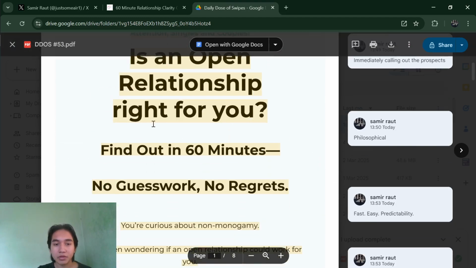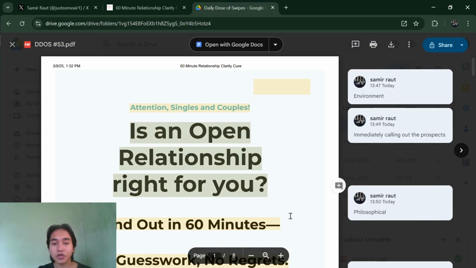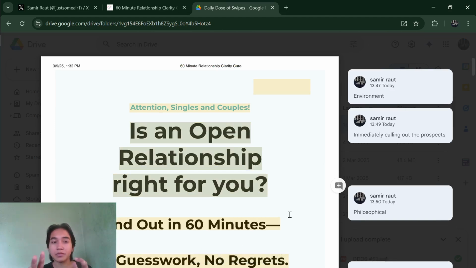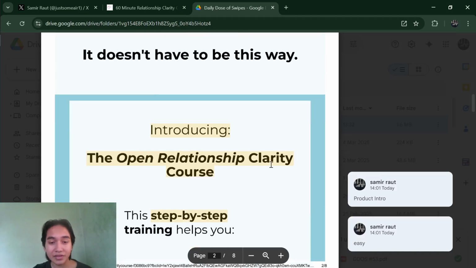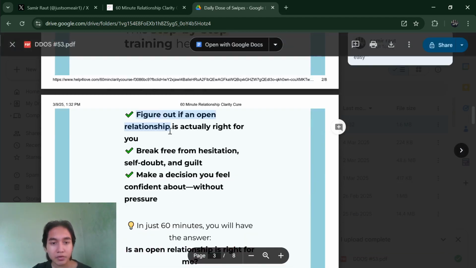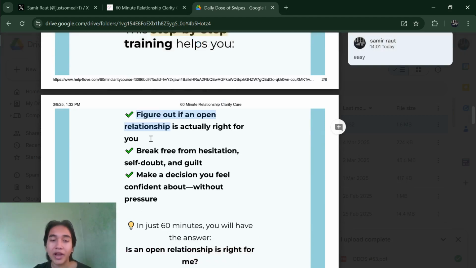And yeah, the subject line, I'm sorry, the headline also talks about, you mention something in the ad. Now you keep the same frame, right? It's not that the ad talks about open relationship and all of a sudden the sales page is about how to get girls via this amazing approach or something like that. No, no, right? So you need to maintain the frame throughout the copy, the big idea. Well, what is it, right? Figure out if an open relationship is actually right for you. This is why they're here. Break free from hesitation, self doubt, and guilt.